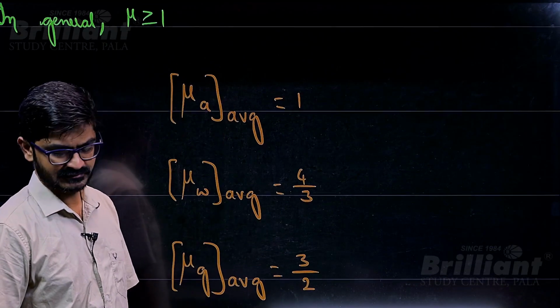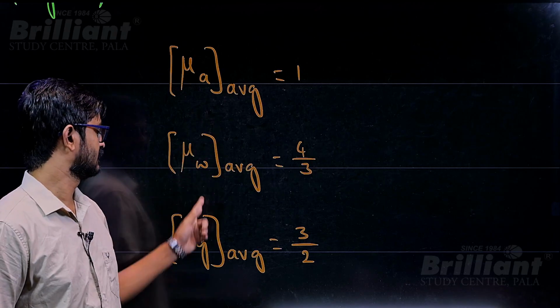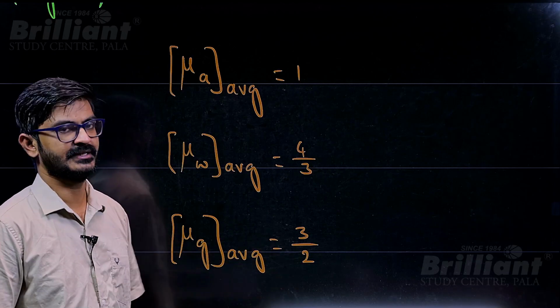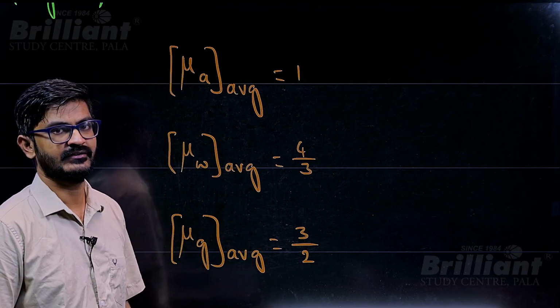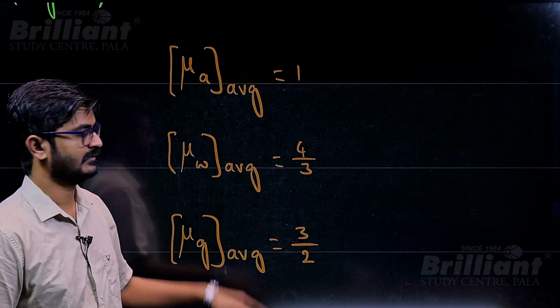Sometimes we may need the refractive index of air, water and glass. On average it is 1, 4/3 and 3/2 respectively. Why I am saying average, you will understand later, because refractive index depends on the wavelength. For the time being we will go with the average.